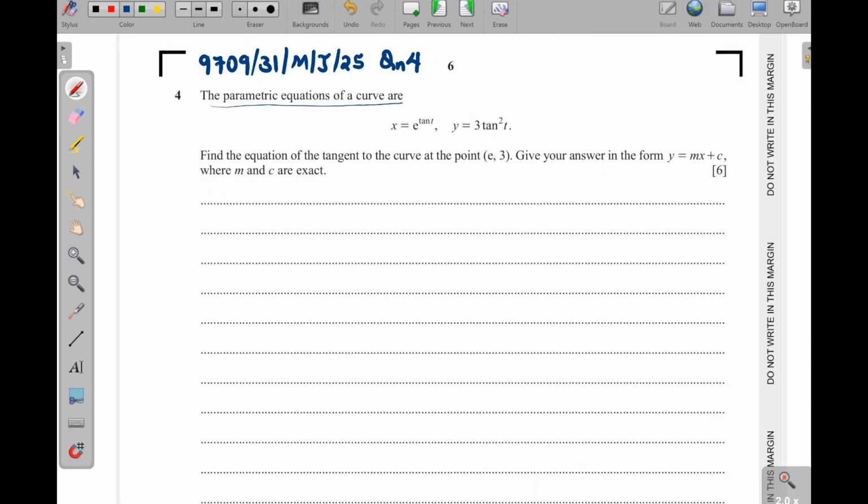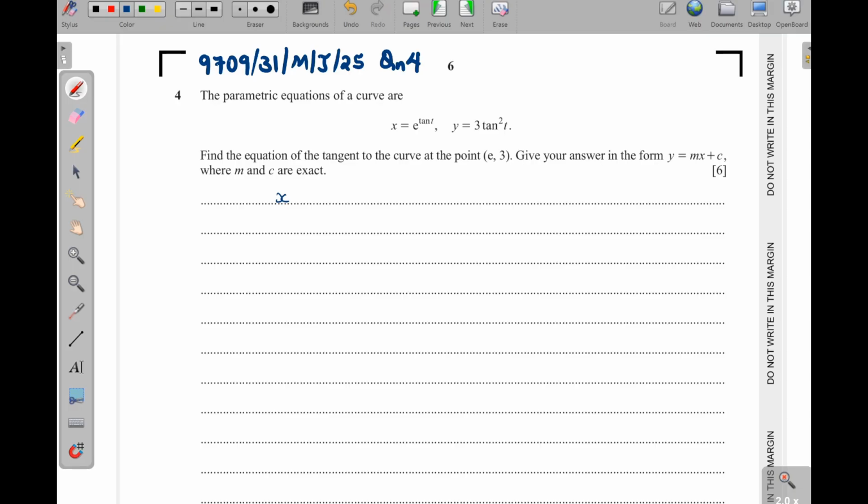The parametric equations of a curve are x is equal to e to the power of tan t, y is equal to 3 tan squared t. Find the equation of the tangent to the curve at the point (e, 3). Give your answer in the form y is equal to mx plus c, where m and c are exact. Now we need to find dx/dt.